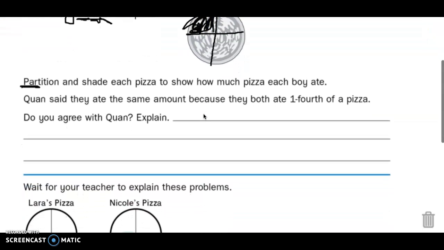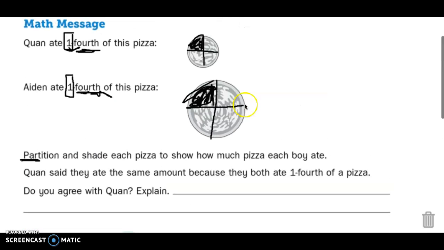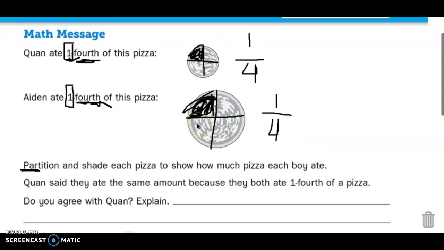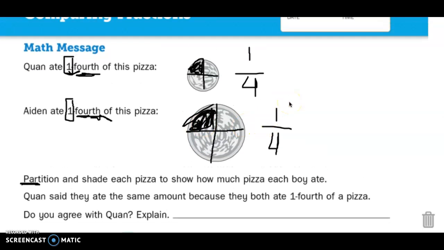Okay, it says that Quan said they ate the same amount of pizza because they both ate 1/4. Let's put the fractions. There's 1 part out of, remember, denominator's downstairs. Denominator means how many parts total. There's 4 pieces total. Aiden ate 1. Quan has 4 pieces total. How many did he eat? He ate 1. So Quan goes, they both ate the same amount.